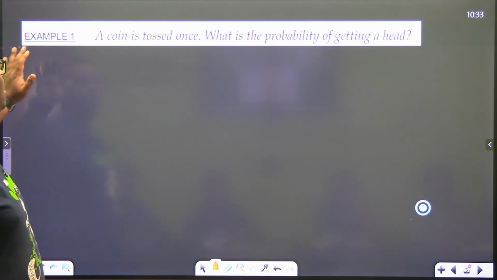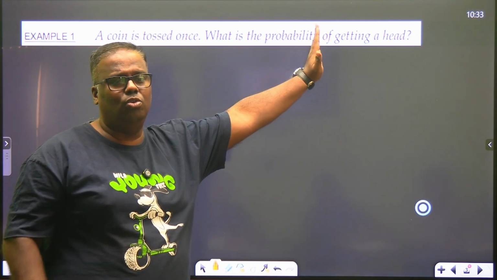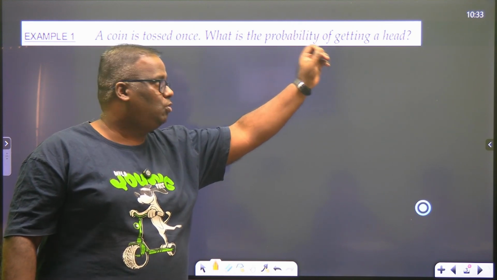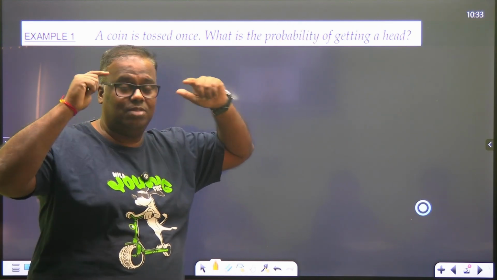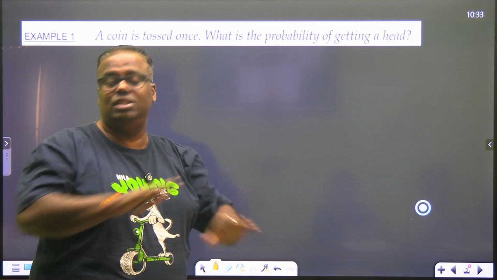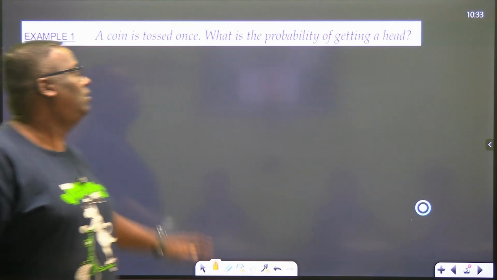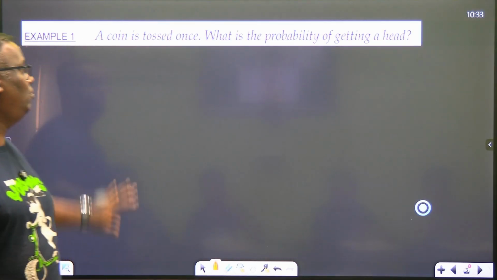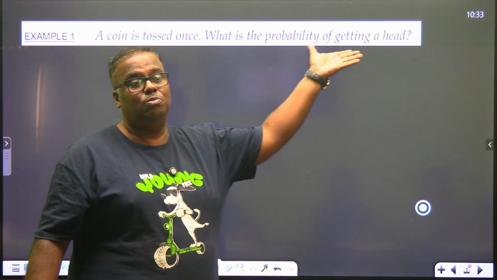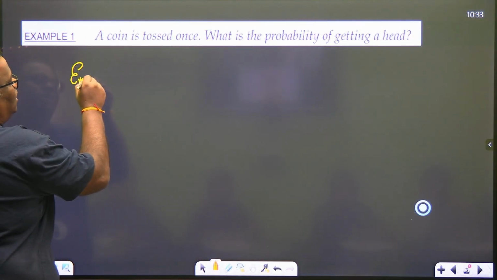A coin is tossed once. What is the probability of getting a head? Now don't write the question. First try to understand. Don't have a habit of immediately writing. We are struggling with grade 10 today because of rote learning. That will not help you. Understand the concept so that you can pick up any problem and do it. What is the probability of getting a head? First of all, try to see what is the event they are asking. The event is getting a head. In this question, we first ask what is the event they are asking.